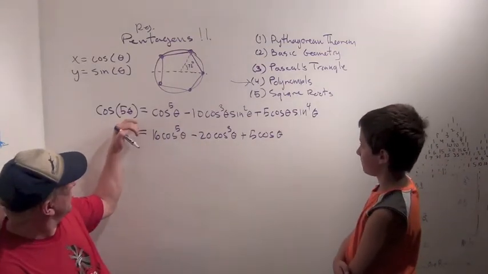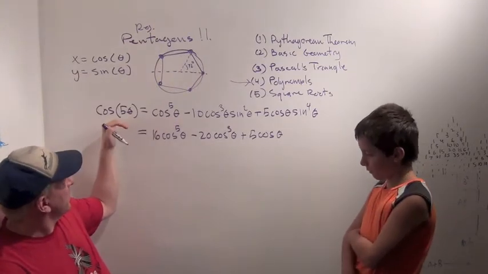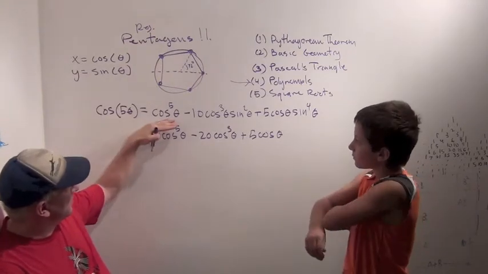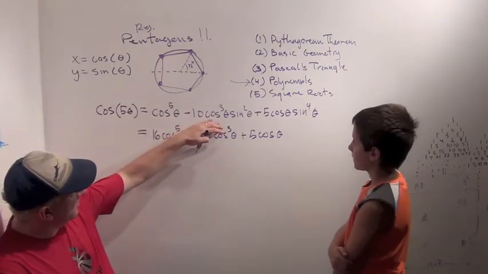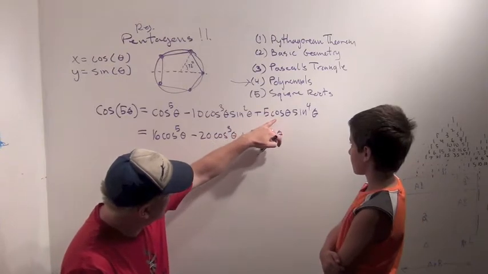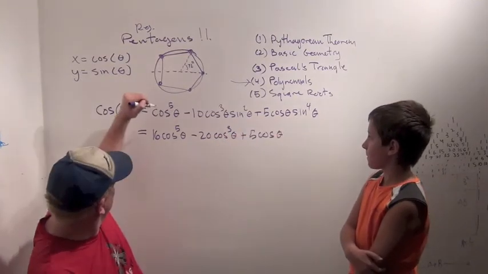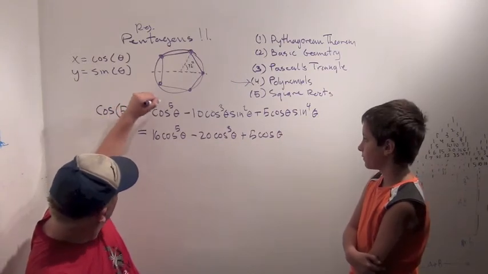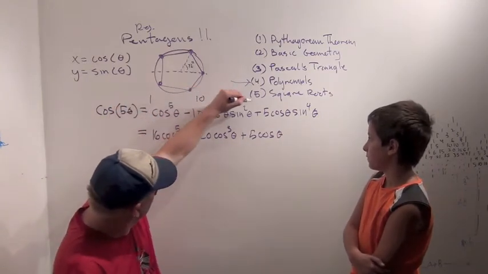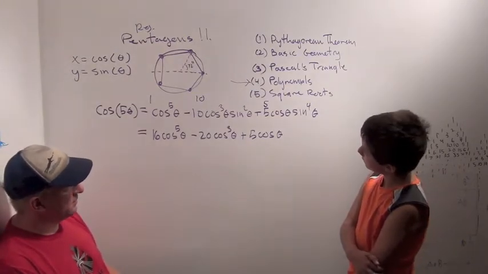It turns out cosine 5 theta has a neat formula. It's cosine to the 5th theta minus 10 cosine cubed theta sine squared theta plus 5 cosine theta sine to the 4th theta. Now, have you ever seen the coefficients 1, 10, and 5 together before? That ring a bell at all?